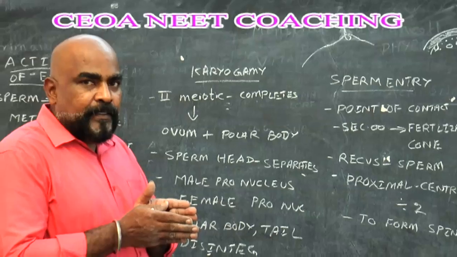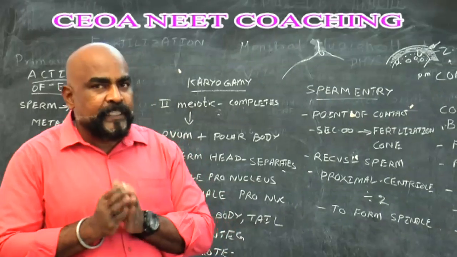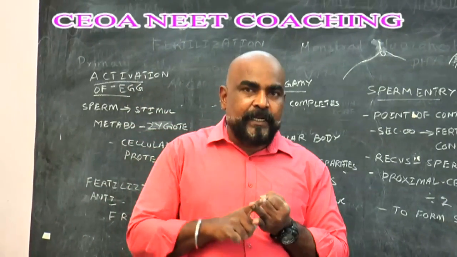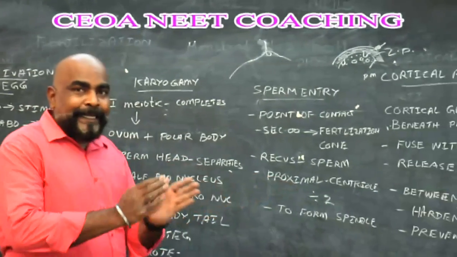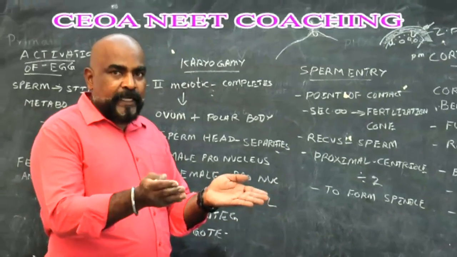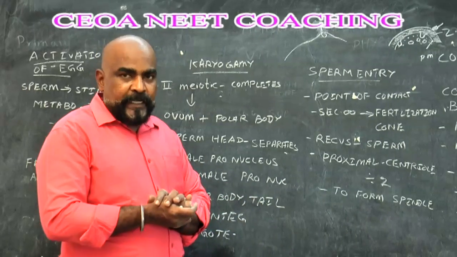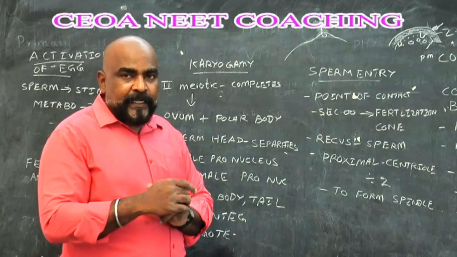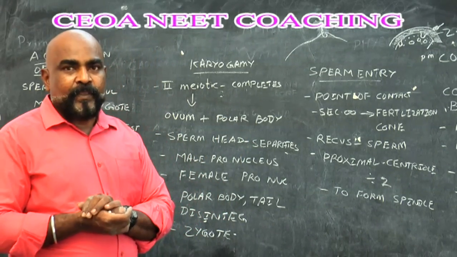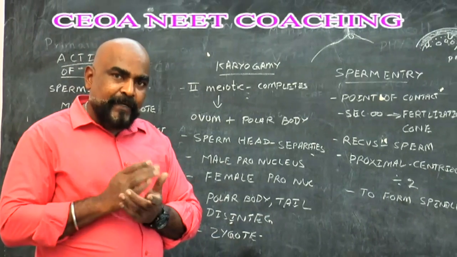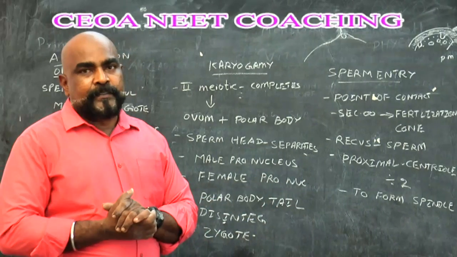At this point, you remember that the spermatozoa has centrioles. One is proximal, one is distal, and the third one is the ring centriole. This proximal centriole gets divided into two. So that when the sperm enters into the secondary oocyte, later for cell division, these centrioles will produce the spindles. The secondary oocyte does not have a centriole. That is contributed by the spermatozoa.